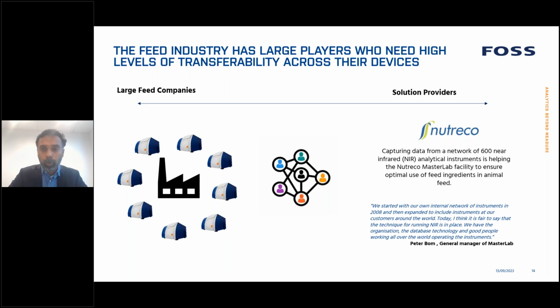Or it could be solution providers like Nutreco. I've picked up a few comments from some of the articles that you can find on our website, which talk about the network of NIR instruments that Nutreco, for example, has, but also other solution providers have in this. What is important in this context is that you are able to centrally manage and have single calibrations that work across this fleet of instruments with high levels of transferability. So this is again an important consideration when we come to feed, because of the industry structure that is there and the need to provide this value for the value chain.